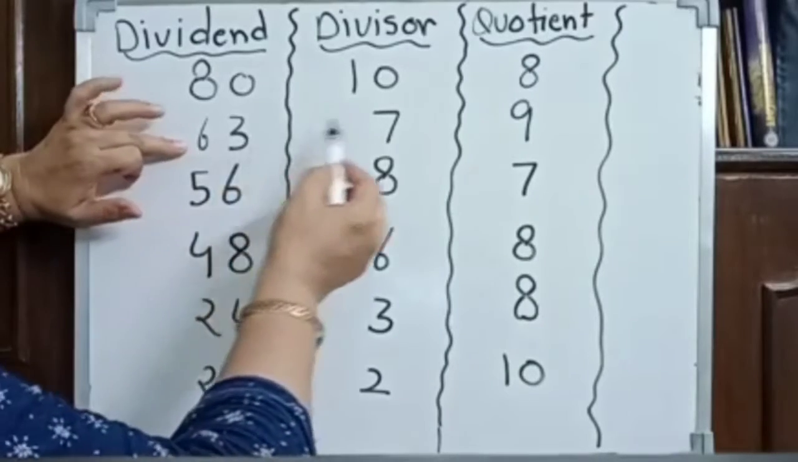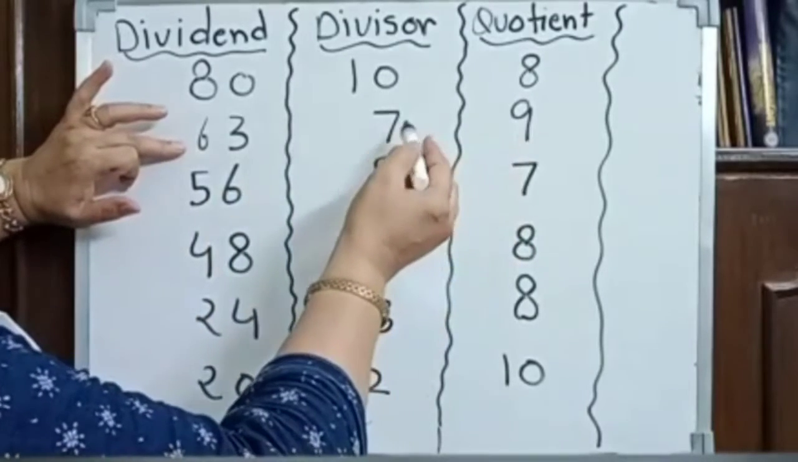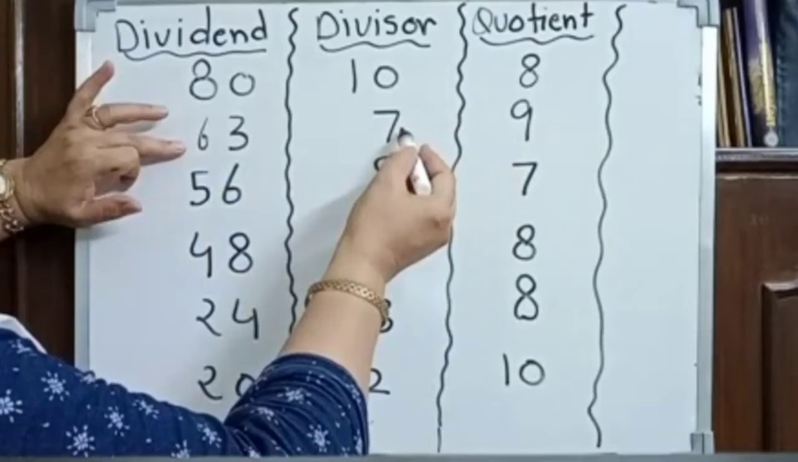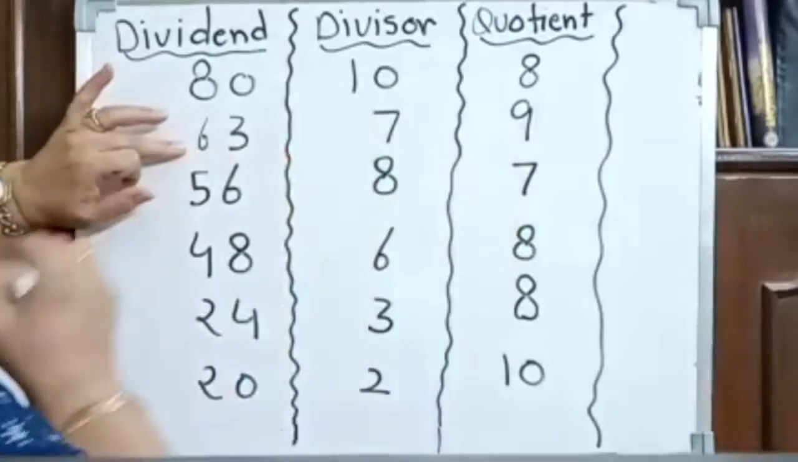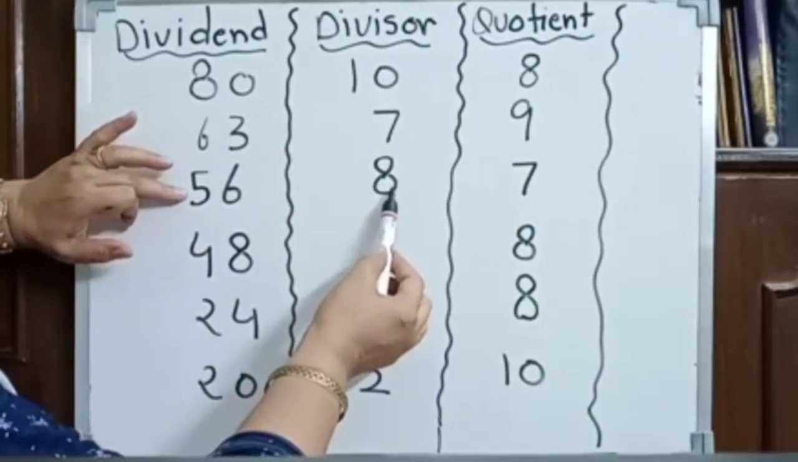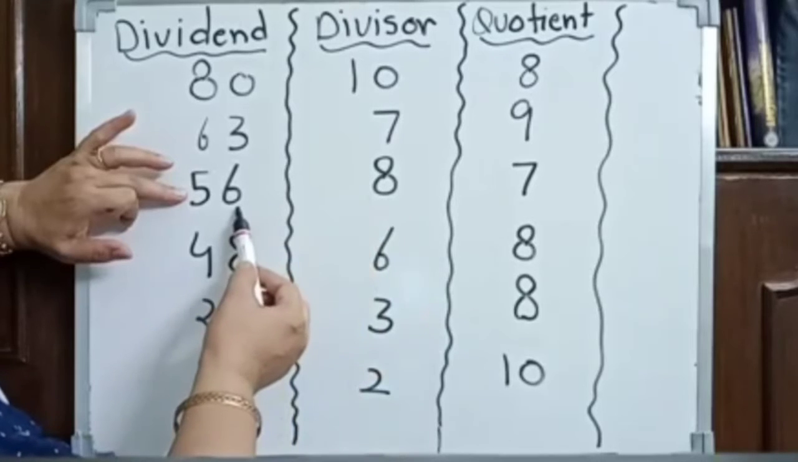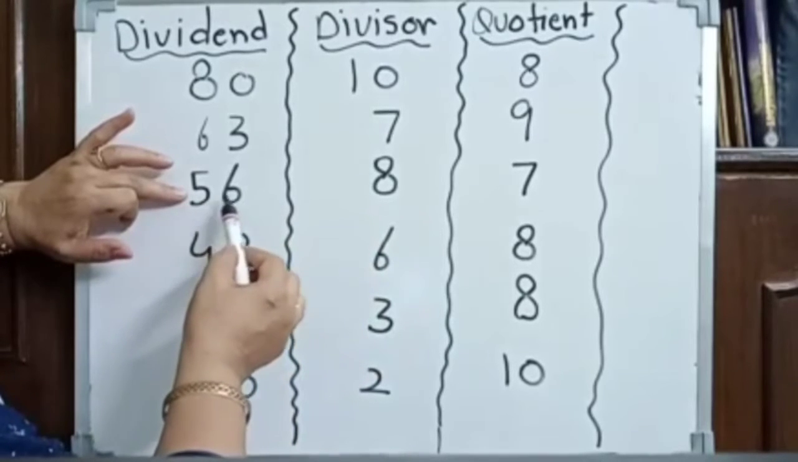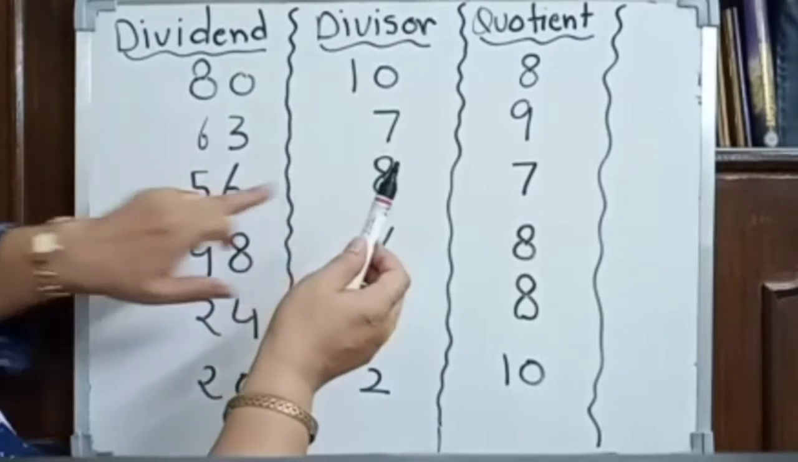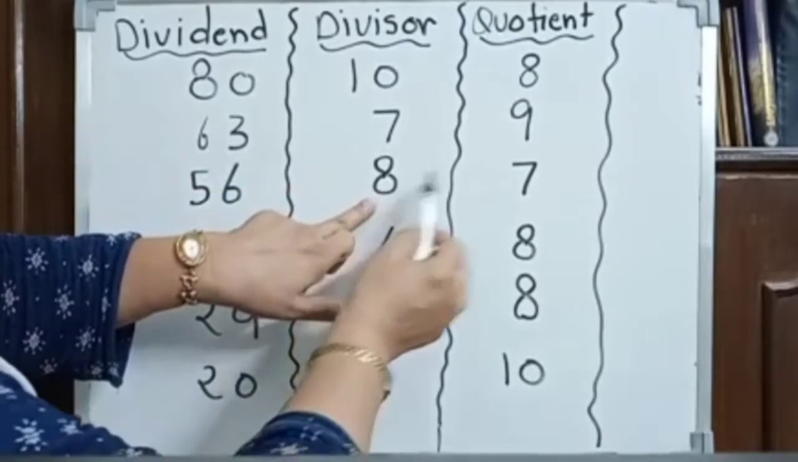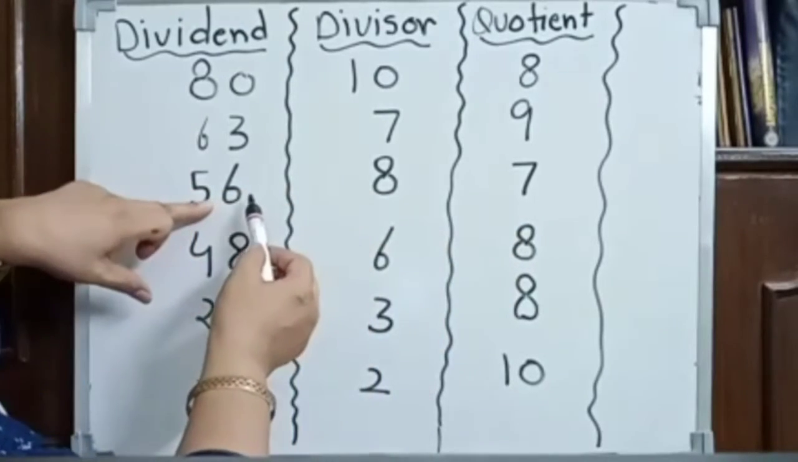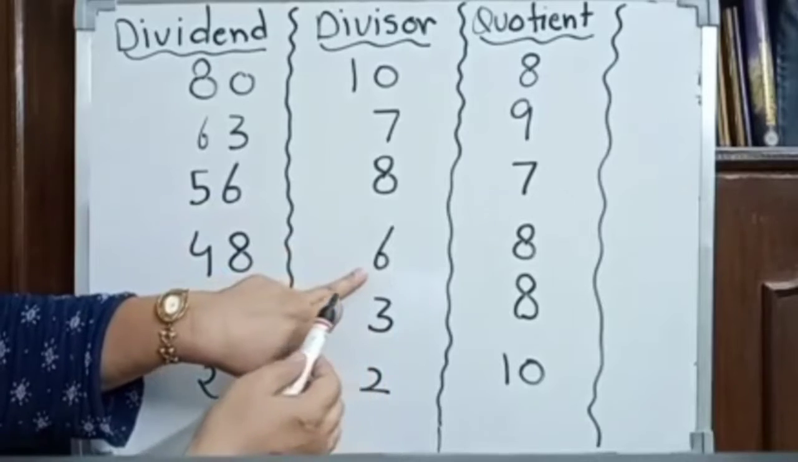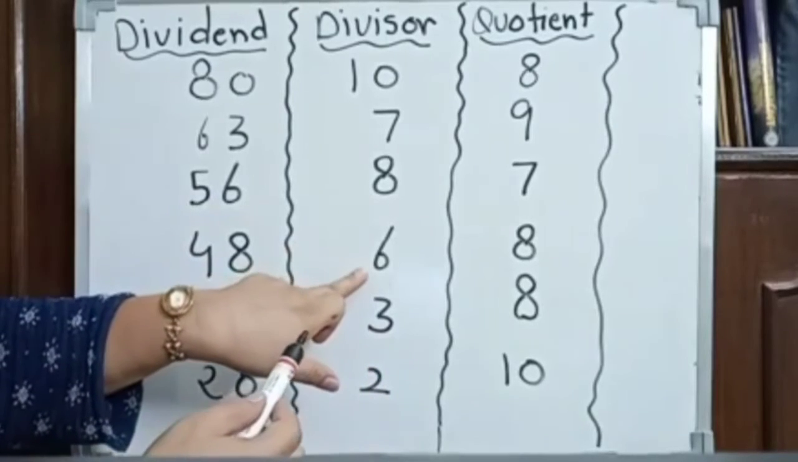Again, 63, 7, 9. You have to count the table of 7. 7 nines are 63. You have to count the table of 8 till 56. Stop where 56 is there. Now count the table of 8. 8 sevens are 56. Again count the table of 6.